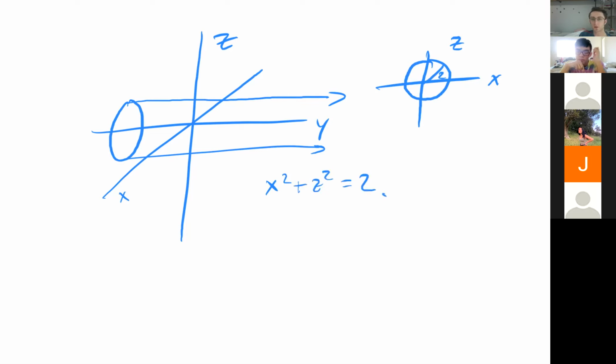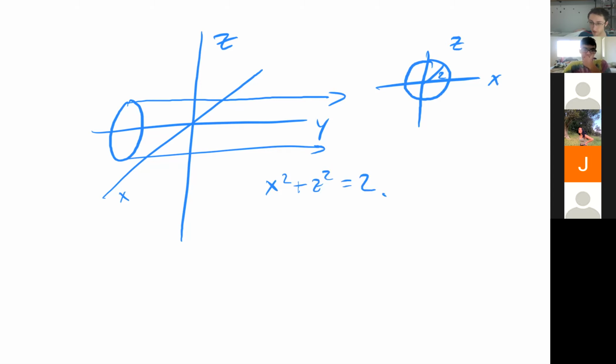But now we have to ask about the dependency on y. Y is allowed to be anything, and it doesn't affect the values of x and z. That means that we can just leave y out of our equation and write our equation in terms of x and z.